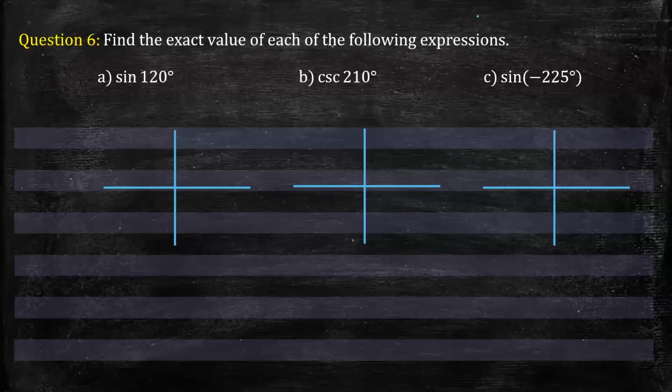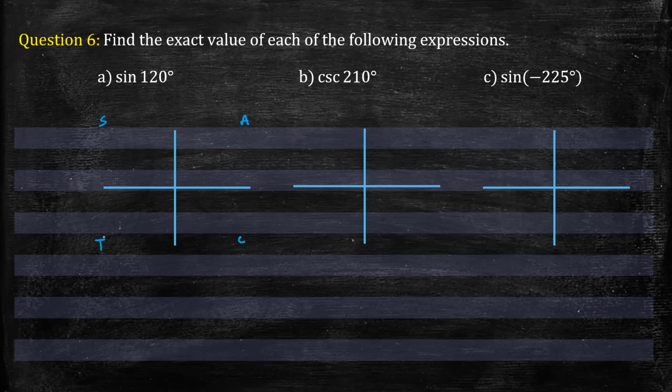In question 6, we want to find the exact value of each of the following expressions. Question A is sine 120. So we want to be able to work out this value without using a calculator. So you can see I've drawn 3 diagrams here and we're going to label them, and this will help us get the answer. So let's label each diagram as C, A, S, T. Remember, this tells you where the ratios are positive and negative.